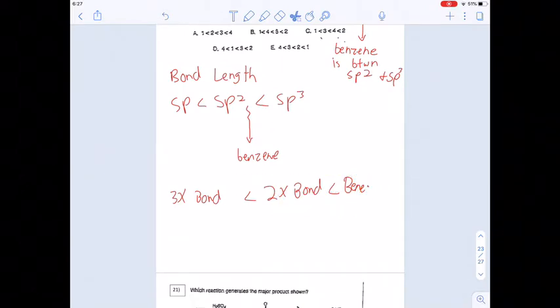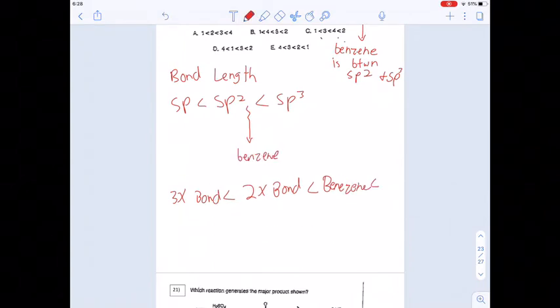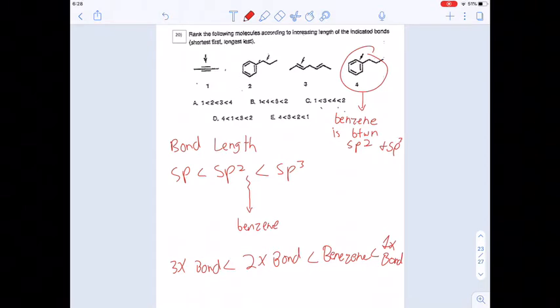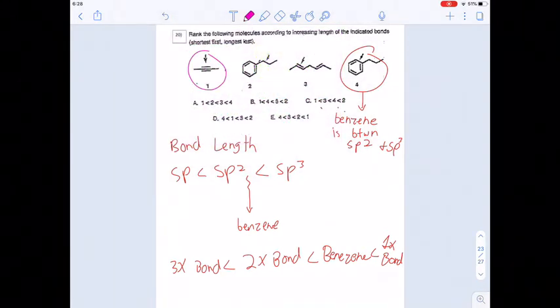So drawing this using words, so you're going to have triple bond, then double bond, then benzene. I'm running out of space. Okay, then benzene, then single bond. Okay, so now we can go ahead and look at our answer choices here. So the first one is going to be a triple bond, and considering the others that we're comparing it to, the triple bond is definitely going to be the smallest, and they did say in order of increasing, so you can eliminate any answer choices where 1 isn't the first option, so D and E.